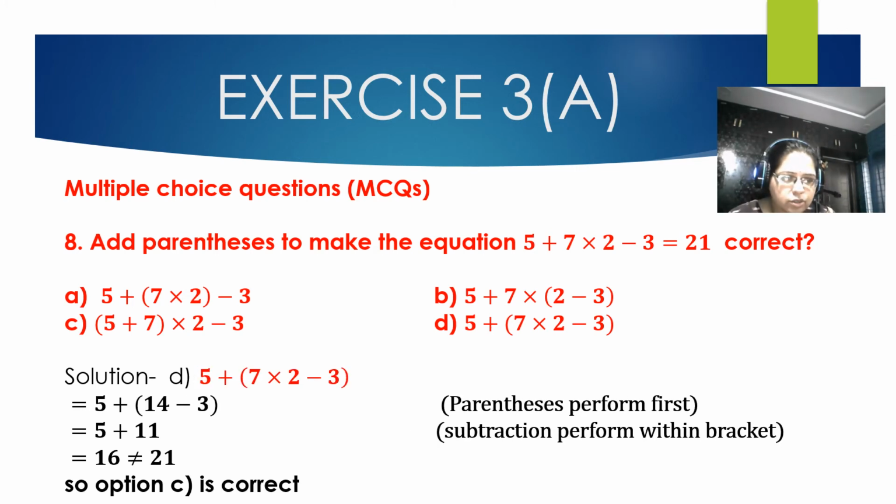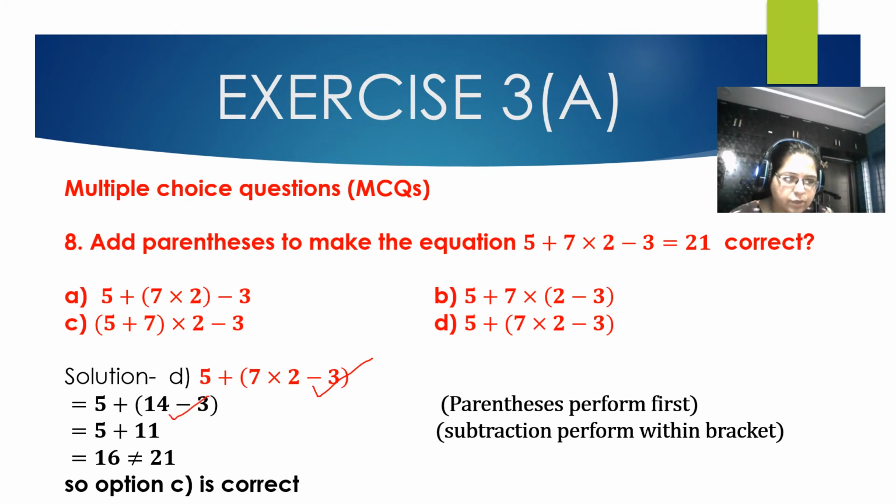Now solve option D. 5 plus 7 multiplied by 2 minus 3. 7 multiplied by 2 minus 3 is inside the parenthesis. So the parenthesis bracket operation will be performed first. In 7 multiplied by 2 minus 3, multiplication has higher priority than subtraction. So multiplication will be performed first. 7 multiplied by 2 is 14.